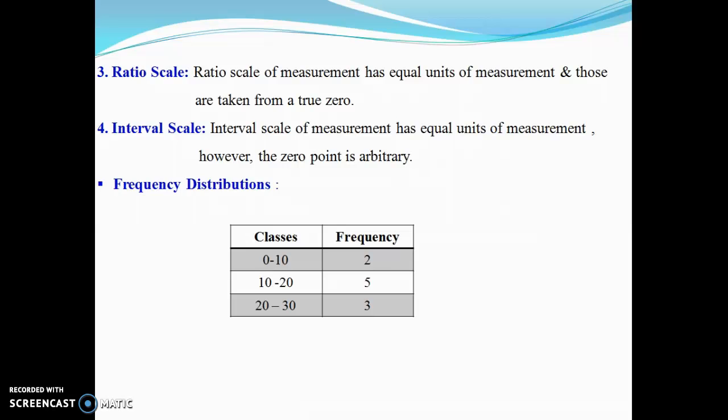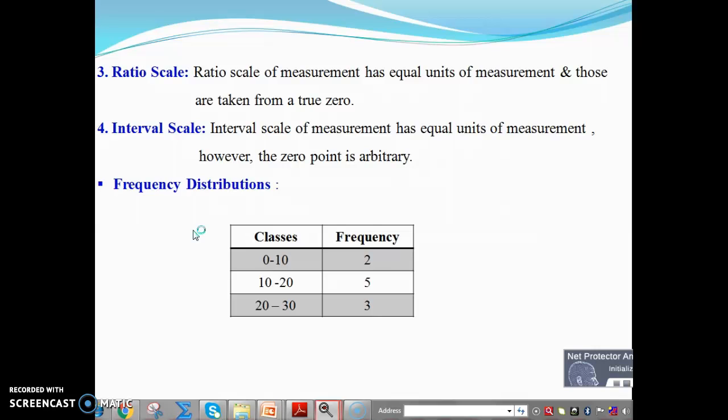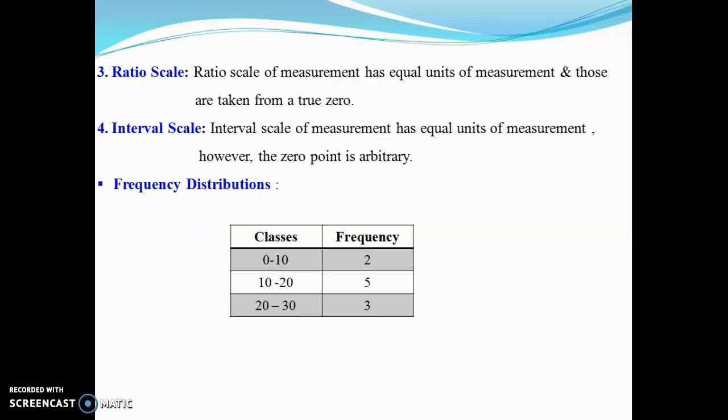Next one, the ratio scale. Ratio scales of measurement have equal units of measurement, and those are taken from a true zero. Means all the measurement types, height in centimeters, weight in kg, time in hours, these are the examples of ratio scales. In these scales, 60 kg weight is exactly double as heavy as compared to 30 kg weight.